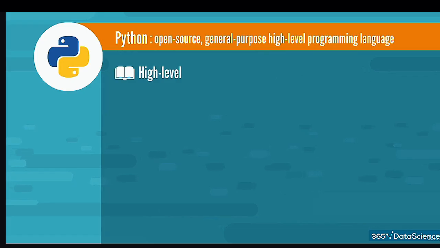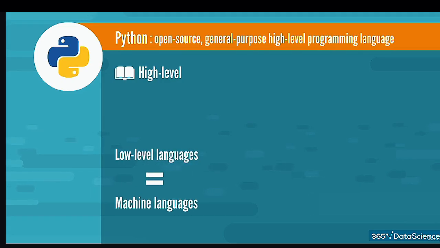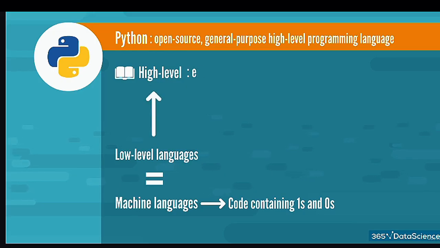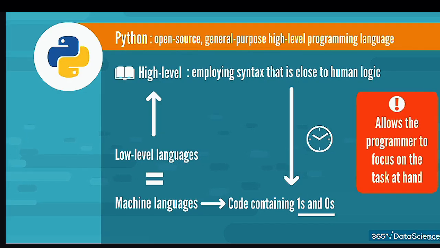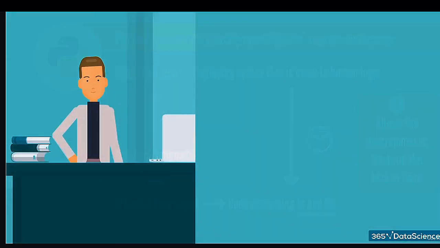High level is a slightly more technical expression. Broadly speaking, computers can run programs written in low-level languages only, also called machine languages. Here, you can imagine code containing ones and zeros. Therefore, high level means employing syntax that is close to human logic, which makes the language much easier to learn and implement. The code you write will be interpreted into a lower level language only later. In other words, it will be transformed into ones and zeros so that the computer can execute the relevant operation. Thus, a high-level language allows the programmer to focus on the task at hand, instead of trying to figure out unreadable lines of code. All right.